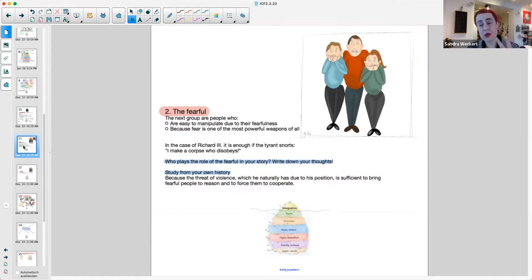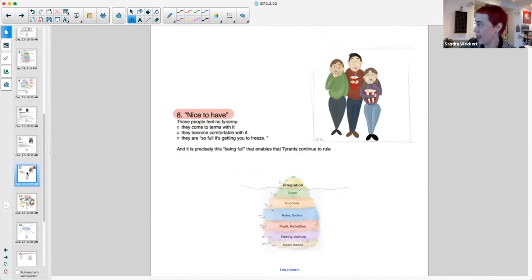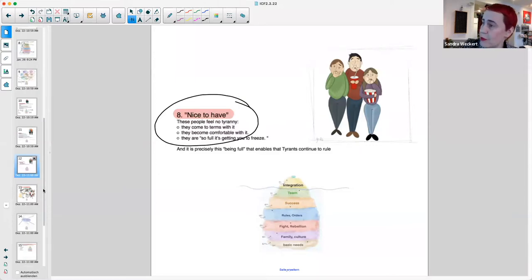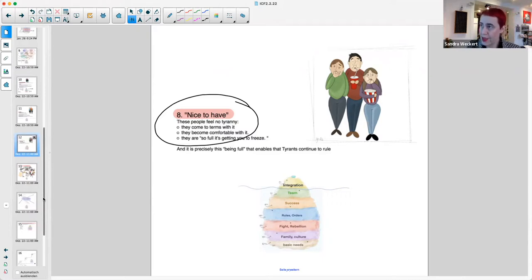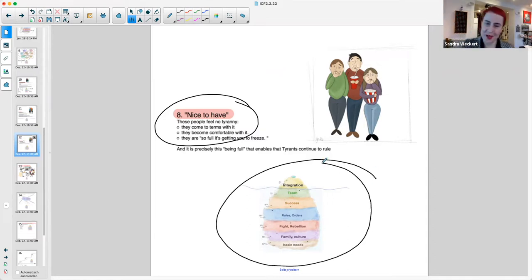Then we add two more roles which are not shown in Richard III, but are very widely spread in our so-called Western world nowadays. One of them is the nice-to-have mindset, but unfortunately we don't have enough time in this lecture to go deeper into it. But if you have a nice-to-have mindset, then development is impossible. At this point, you understand, the iceberg and spiral dynamics are always there.